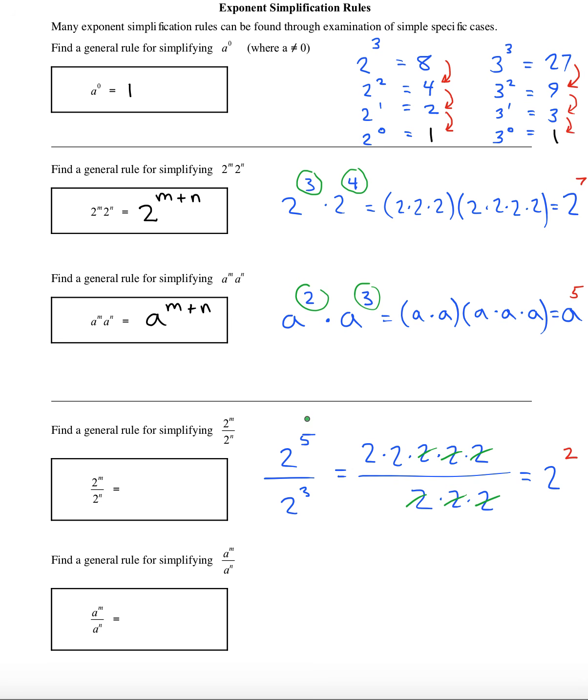Now how do you take the numbers 5 and 3 and make 2? Well, you could subtract them, and that's the rule. 2 to the m over 2 to the n is equal to 2 to the m minus n.